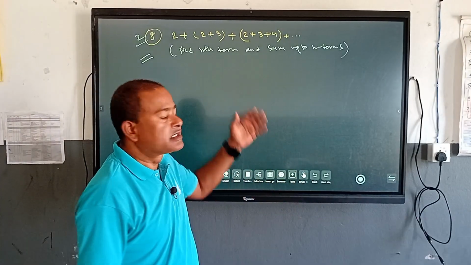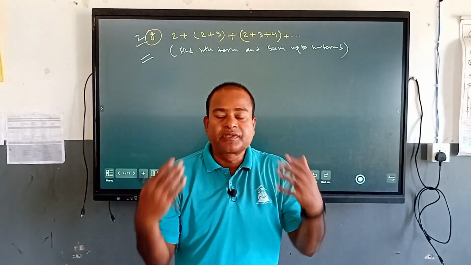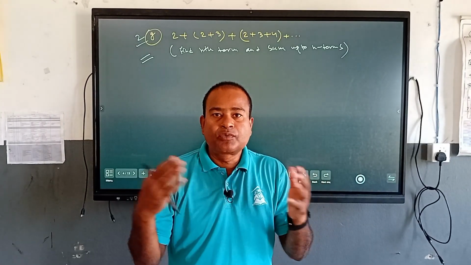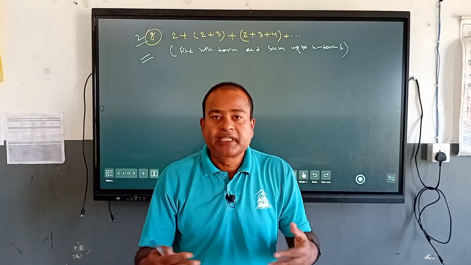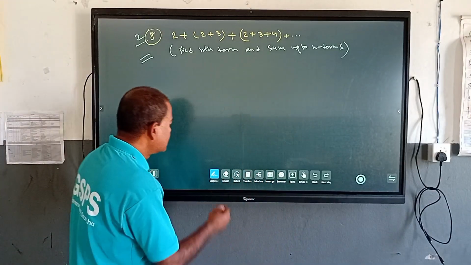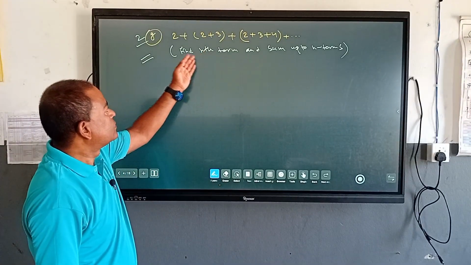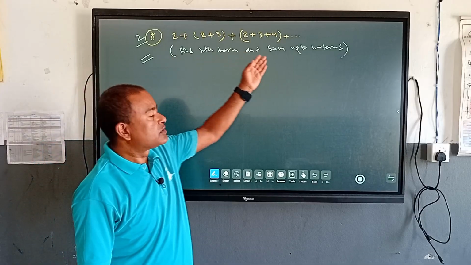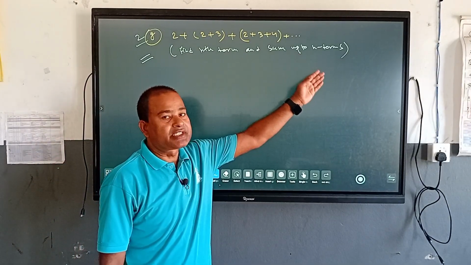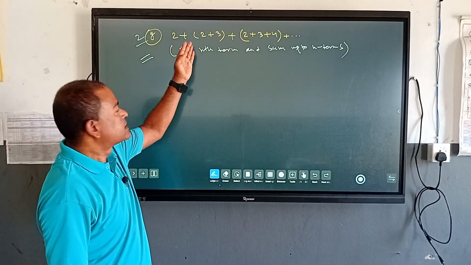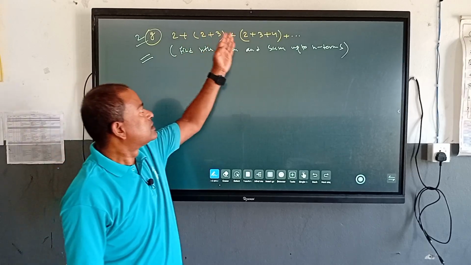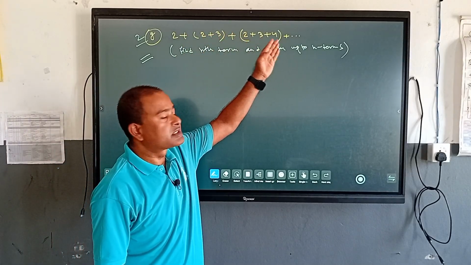Today's topic is sequence and series, which is from class 12, exercise 4.1, basic mathematics. Dear students, the question is: find the nth term and the sum of n terms of the series 2 plus (2 plus 3) plus (2 plus 3 plus 4) plus dot dot dot.